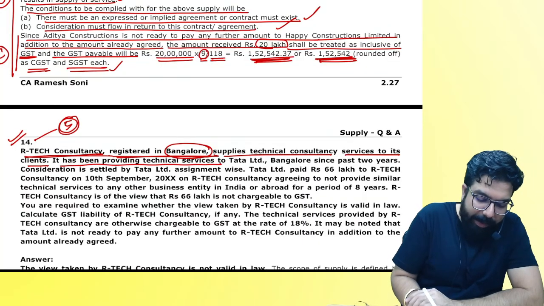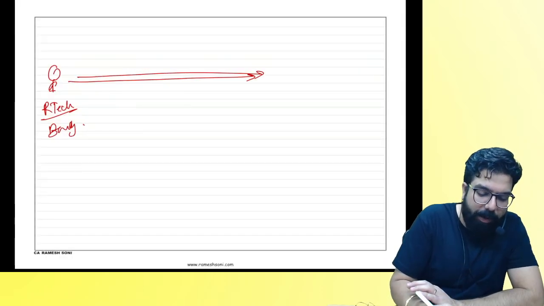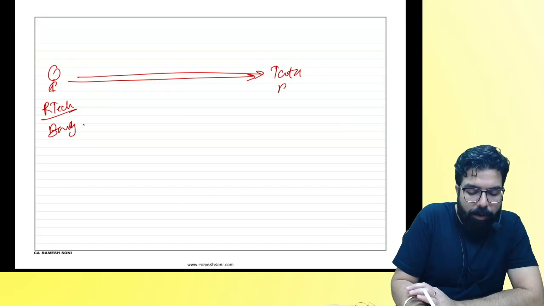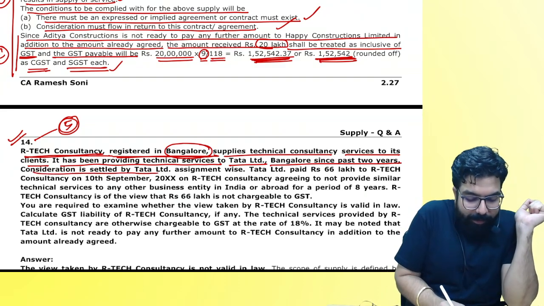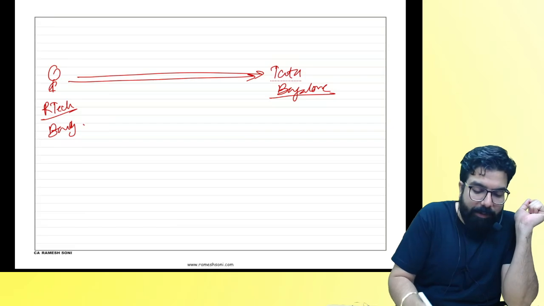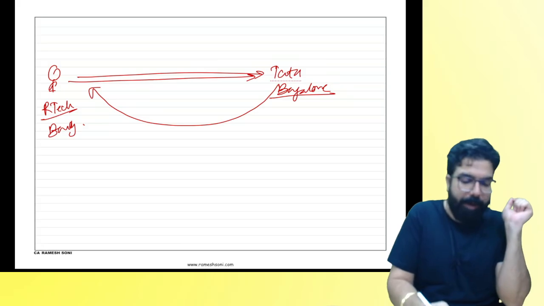It has provided technical service to Tata Bangalore since the last 2 years. Who is it giving service to, everyone? Tata Bangalore, since the last 2 years. Consideration is settled by Tata assignment-wise. It means consideration is given by Tata. For every assignment, when it gets over, they make the payment.